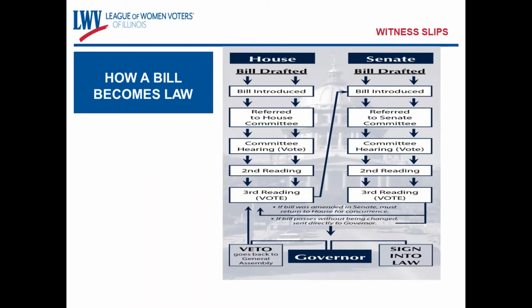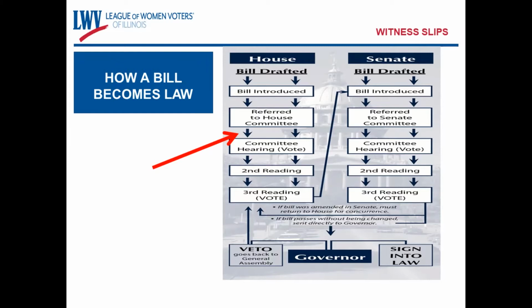For an idea to be considered by the General Assembly, it must be written in bill form and sponsored by at least one legislator. It is given a number, then introduced on the floor of the sponsor's chamber, the House or the Senate. It is then assigned to a legislative committee where it can be scheduled for a hearing and possibly amended.